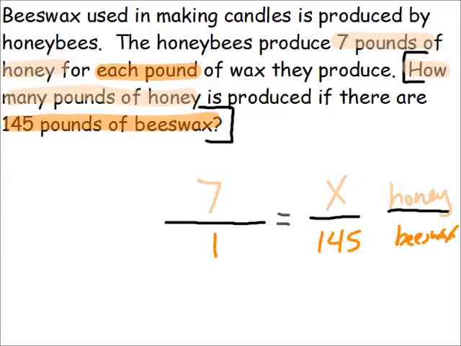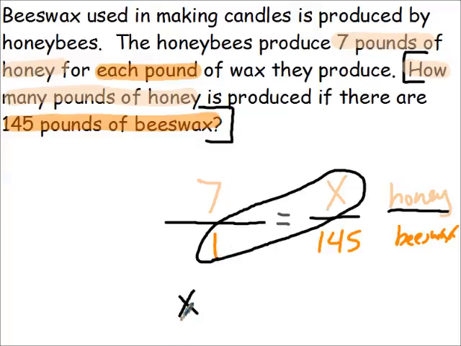And now we're ready to set up our equation. So we have 1 times x, and we know that we don't need to write 1x. We would just write x, because 1 times anything is just the other number. So we have x equals 7 times 145. And that would give us the piece of information we're looking for. How many pounds of honey?